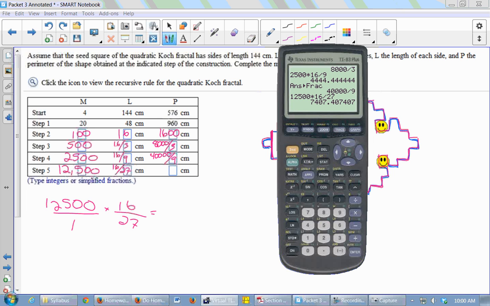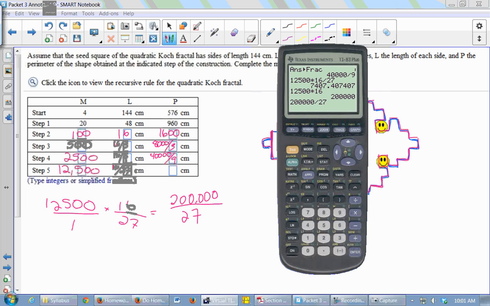So you'd say, okay, I got to do 12,500 times 16, and that gives me 200,000 divided by 27, and then reduce it if you can, right? 200 divided by 27. I'm not sure if that reduces. I'm going to rely on my calculator. Nope, that's the best you can get. That's reduced already. Whew.